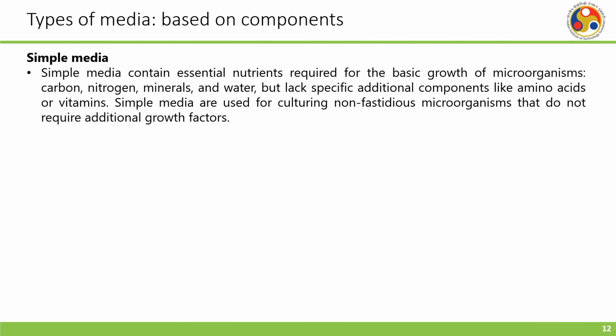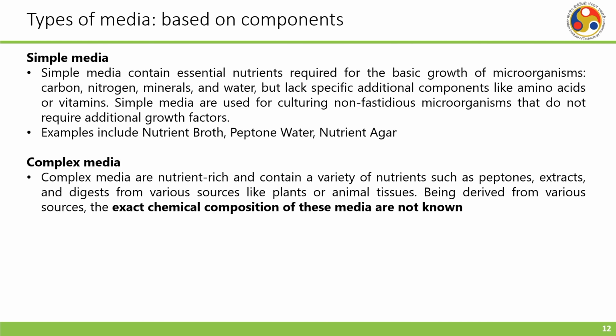Now, we can also classify media based on components. For example, we have simple media which contain essential nutrients required for the basic growth of microorganisms like carbon, nitrogen, minerals and water, but lack specific additional components like amino acids or vitamins. Simple media are used for culturing non-fastidious microorganisms that do not require additional growth factors, and some of the examples include nutrient broth, peptone water and nutrient agar.